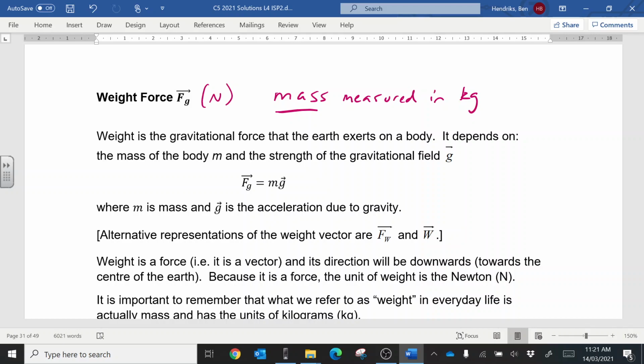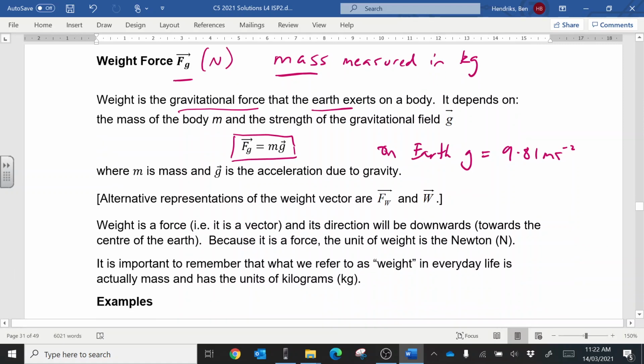The weight is dependent on the gravitational field. If we're on Earth, then it's dependent on that gravitational force. But on the moon, the gravitational force would be smaller, and so your weight would be smaller. And we have this equation here. The gravitational force, Fg, is equal to the mass of an object times the gravitational acceleration, g. And just remember that on Earth, g equals 9.81 meters per second squared. So that's an acceleration.